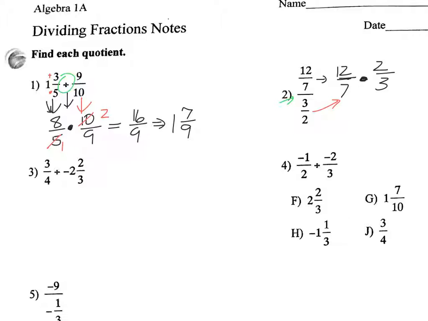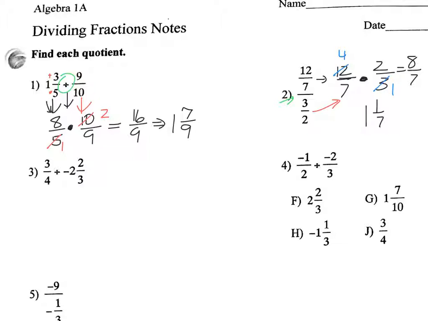And then we're going to cross reduce just like we did before. So 3 goes into 3 once, 3 goes into 12 four. 2 and 7 will not cross reduce. We multiply straight across. We get 8 over 7. Again, if you change that to a mixed number, 7 goes into 8 one time with a remainder of 1.